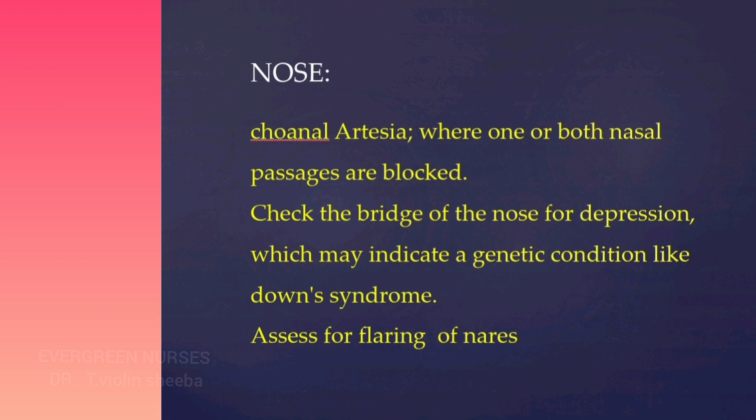Then we have to assess the nose. Choanal atresia is one of the congenital conditions in which one or both nasal passages are blocked. So, check the bridge of the nose for any depression. Depression indicates the child may suffer with Down syndrome. Then assess the nose for any nasal discharge and flaring of nares. Flaring of nares indicates the child is having respiratory distress.